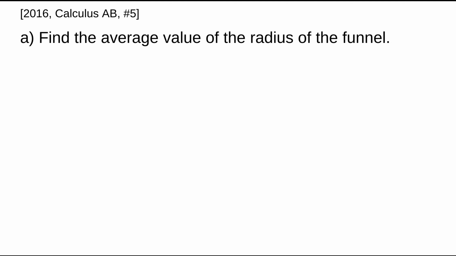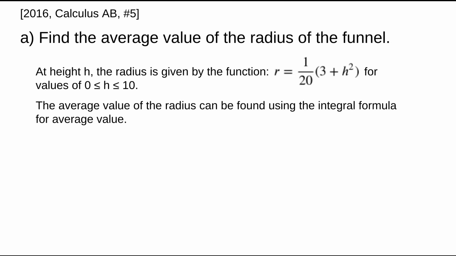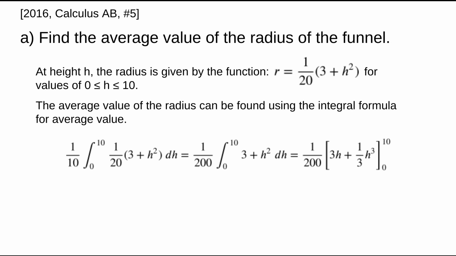In part A of the question, we are asked to find the average value of the radius of the funnel. Average value is something we can find using an integral, and we're given in the question stem that at height h, the radius is 1/20th of 3 plus h squared. So the average value of the radius can be found by integrating 1/10 times the definite integral from 0 to 10 of 1/20th (3 plus h squared) dh.